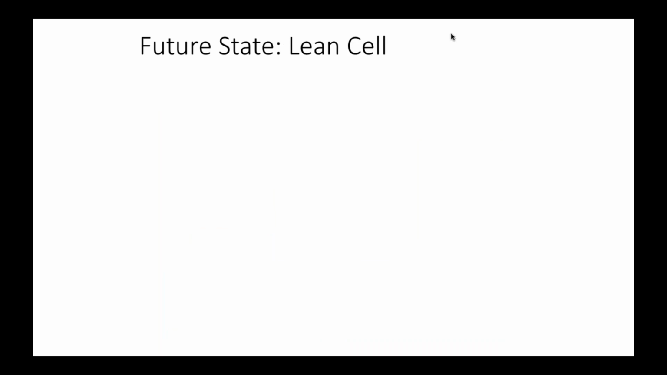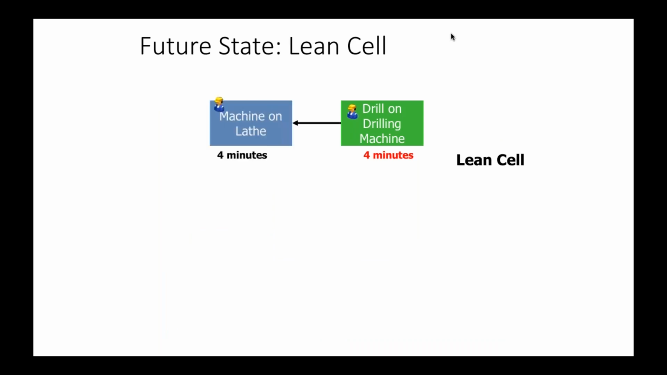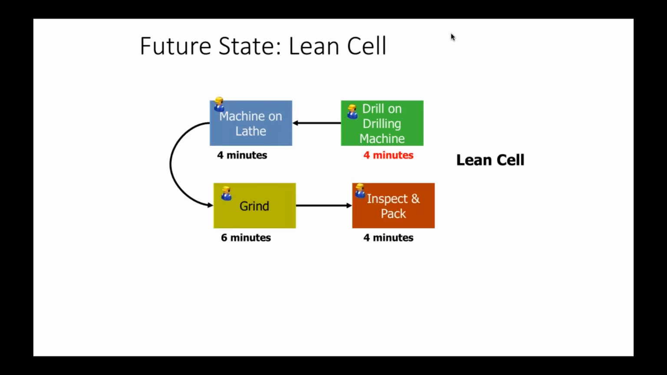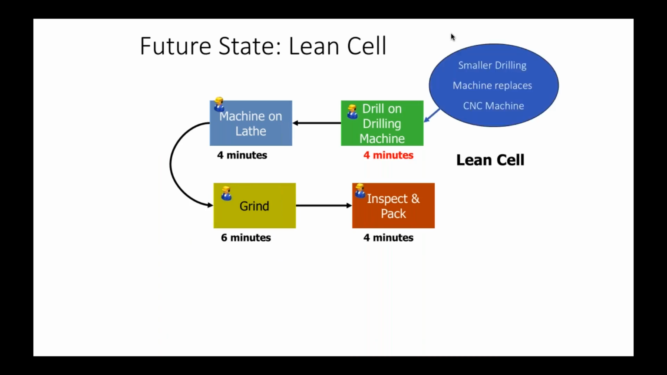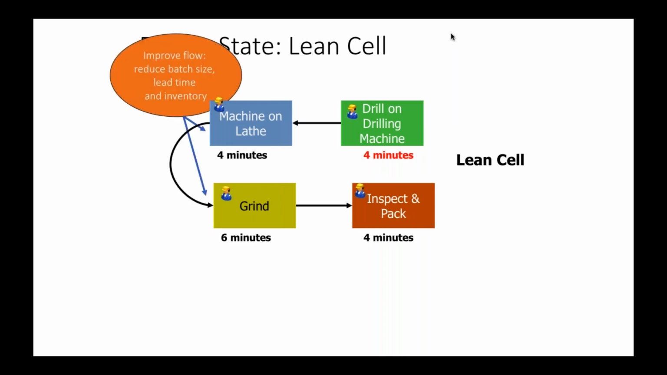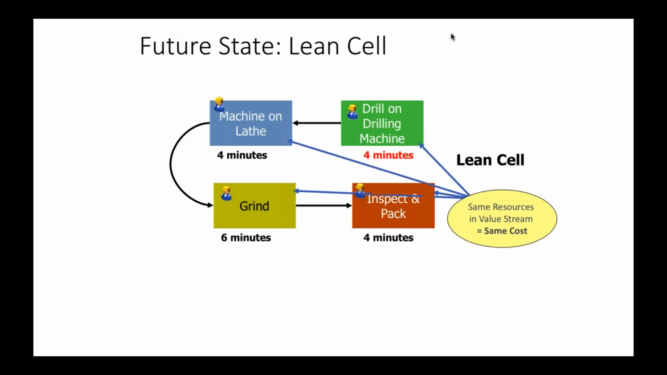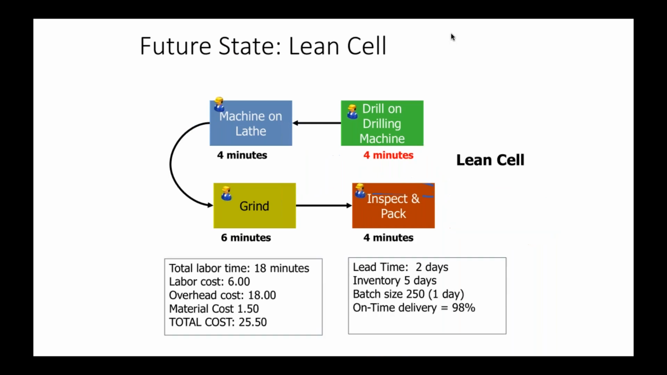When we create a lean cell, and this is an actual example, the large CNC drilling machine is replaced by a smaller drilling machine, and it now takes 4 minutes instead of 1 minute. The lathing process takes 4 minutes and continues to be the same. The grinding process is 6 minutes, and inspect and pack takes 4 minutes. So we replace the large machine with a smaller machine that gives us quick changeover. We've reduced batch size, lead time, and inventory, but we still have the same resources except for a smaller machine.